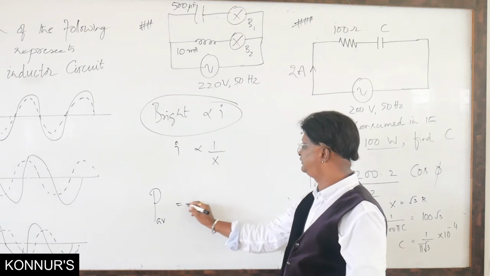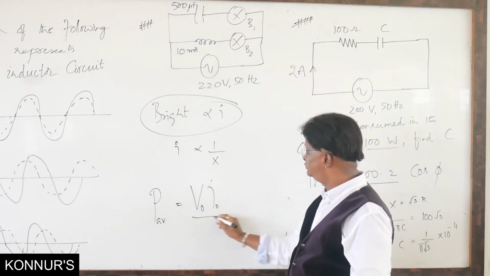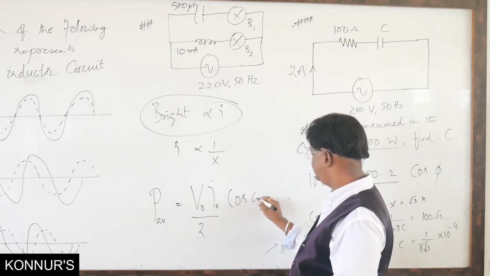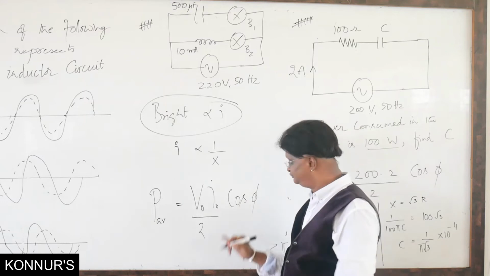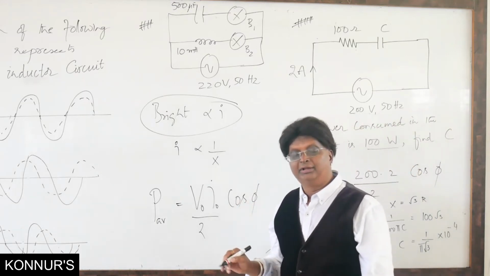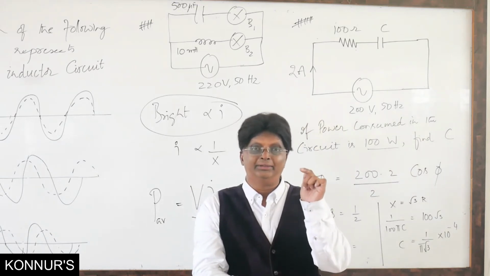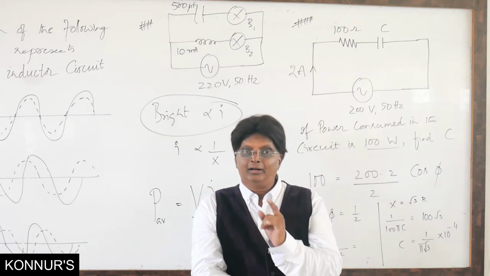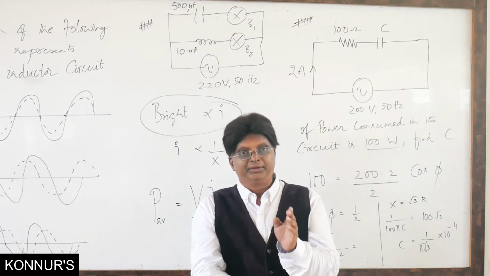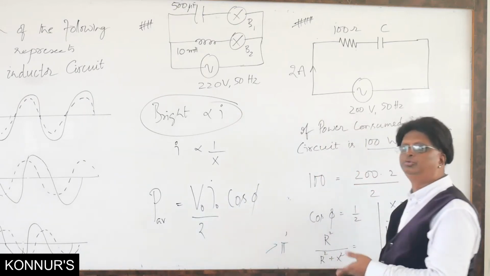P average is equal to V0, the peak value, times I0, the peak value, upon 2, times cos phi. This was the definition of power in AC circuits. Cos phi, the power factor, we got as R by Z. Tan phi is equal to X by R. Results are there with you. That is what we made use of here.